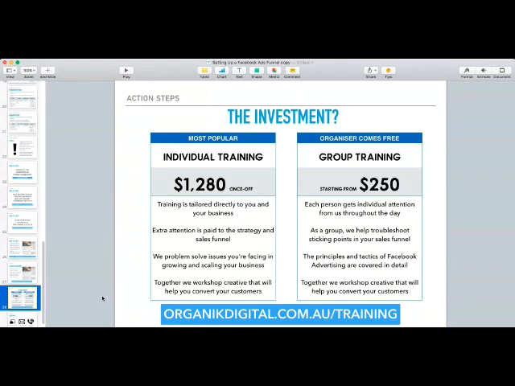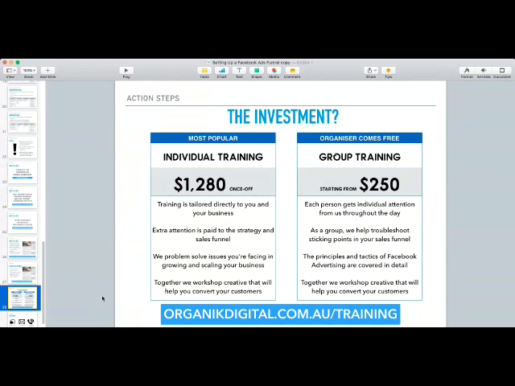So basically the other 5 people will pay $250, and you would come for free. If you can't get 5 and you can only get 4, then the price just scales from there. As a group, obviously we still give you individualized attention. There is some more attention paid to troubleshooting the issues and talking about what creative would resonate with your customer base, as well as talking about some different tactics and the sales funnel for each of the businesses. So there's that group training offer there as well.